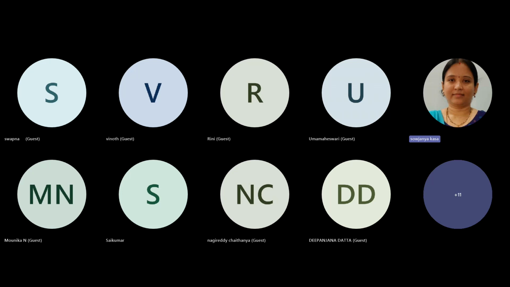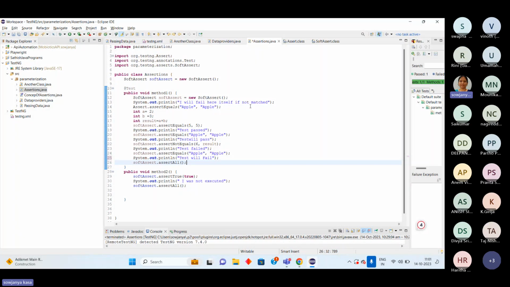Assertions. Assertions are nothing but verifying the expected result and the actual result, whether they are matching or not. That is what is called an assertion. In assertions, we have two types: one is the hard assertion and the other one is the soft assertion.